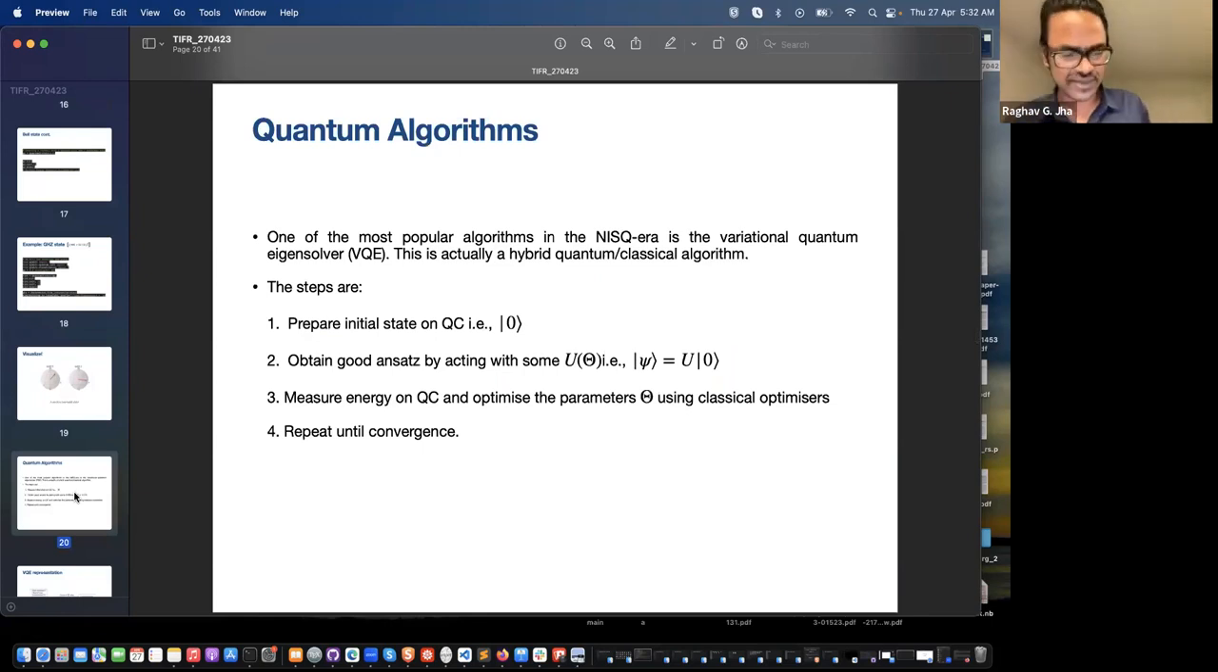So till now we have seen how to initialize the state and how to apply the quantum gates. But what else can we do? What is the physical thing which we can study? For that, we have to go to quantum algorithms.